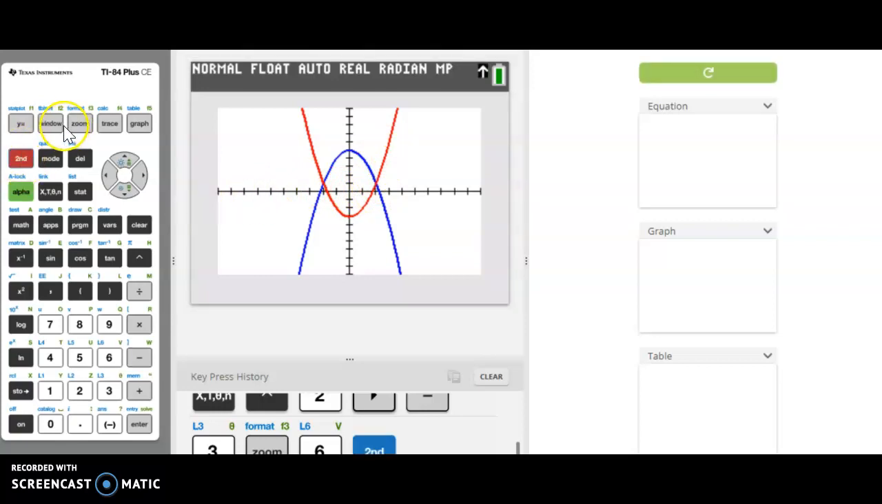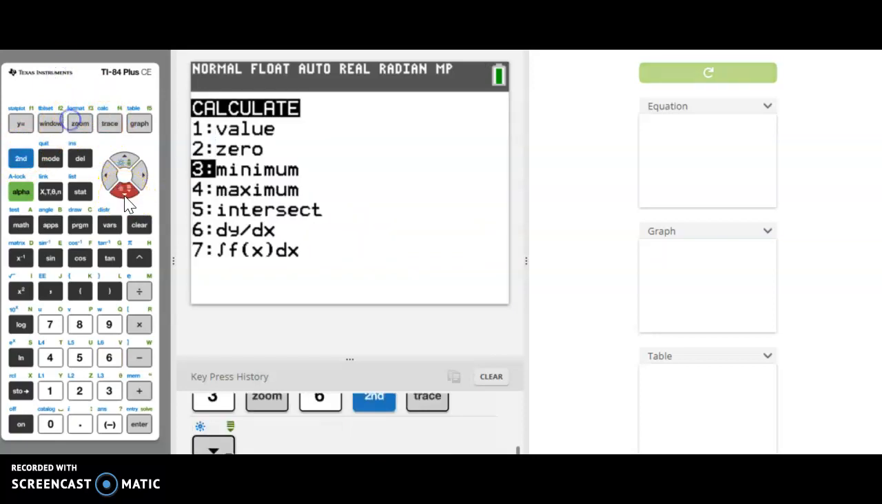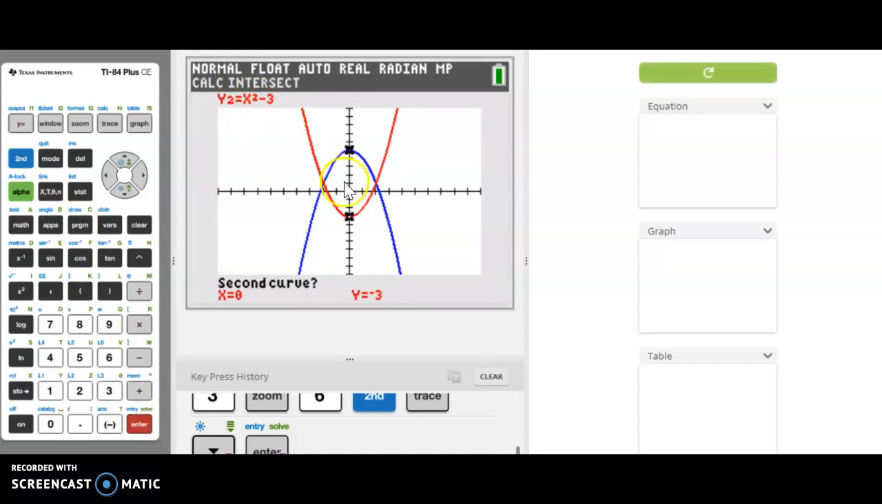So I'm going to go second, and hit the trace button. I always say second calc because it's the calculate. And then I'm going to go down to intersect, which is number 5. And notice here, with the color version, I can see very clearly which one is being highlighted. It's going to ask me first curve, second curve, and to guess. So I do want my first curve to be y1, that blue one, so I'm going to hit enter. I want my second curve to be the red one, so I'm going to again hit enter.